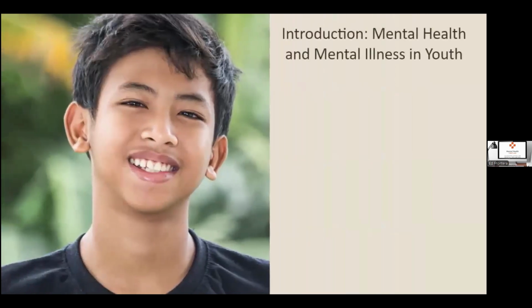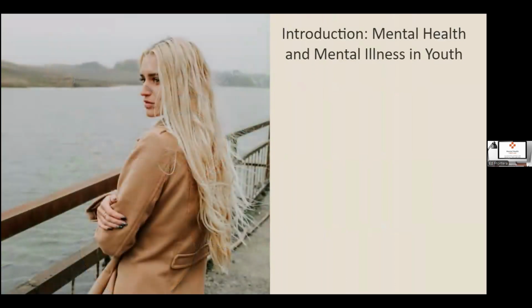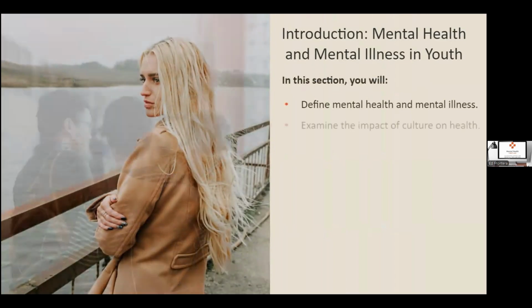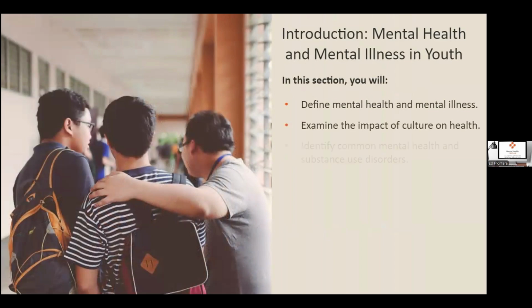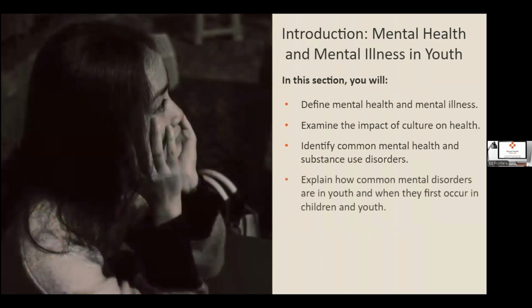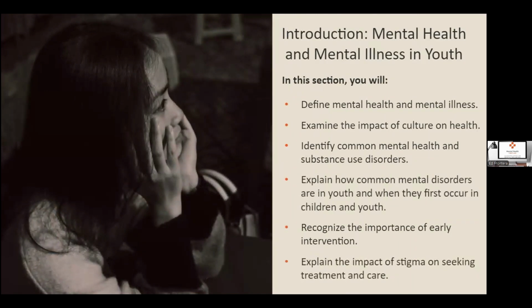The objective for this section is to recognize the signs and symptoms of mental health and substance use disorders that may impact youth. Before you can recognize the signs and symptoms of mental and substance use disorders, you must first be able to define mental health and mental illness. Examine the impact of culture on health. Identify common mental health and substance use disorders. Explain how common mental disorders are in youth, and when they first occur in children and youth. Recognize the importance of early intervention. Explain the impact of stigma on seeking treatment and care. Let's get started.